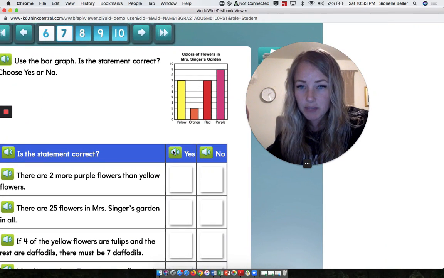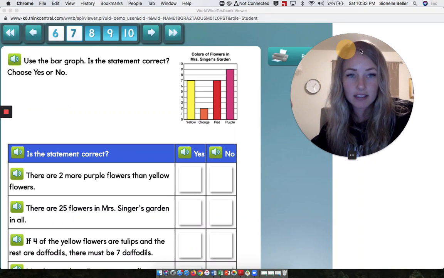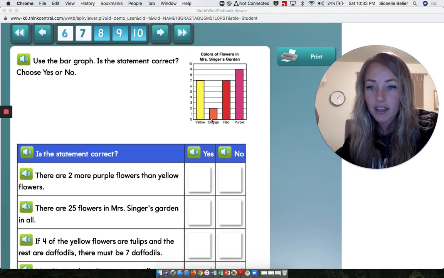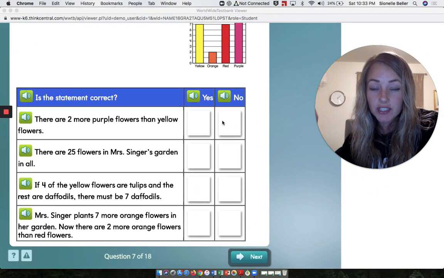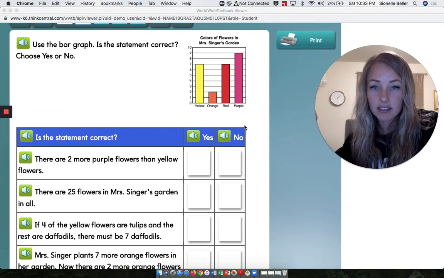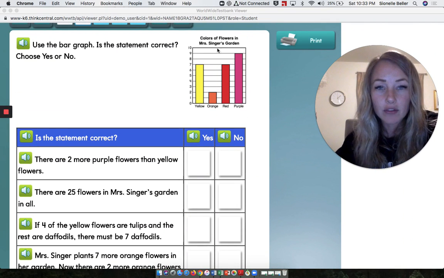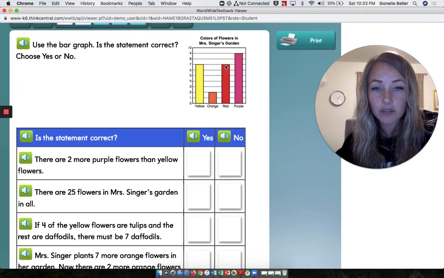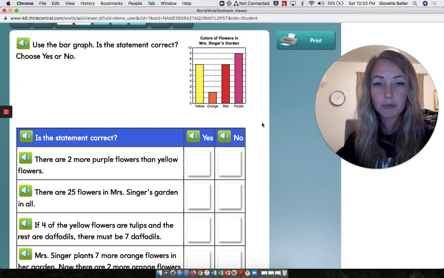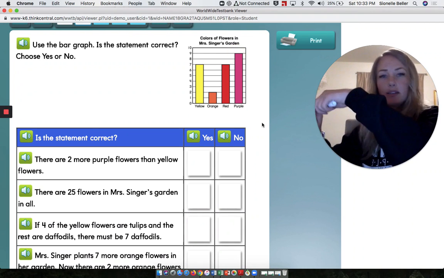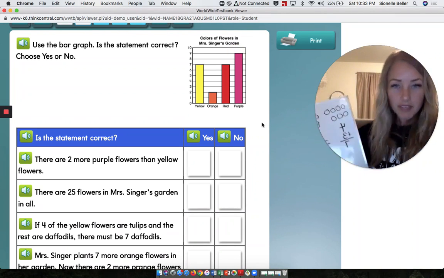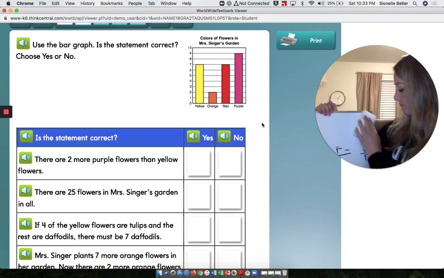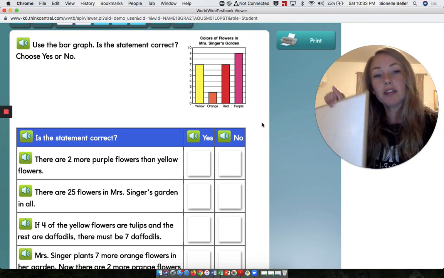Next one, use the bar graph. Is the statement correct? Move me out of the way. Okay, so you have to choose yes or no for each of these questions, okay? And right here it says there's 7 yellow flowers, 2 orange flowers, 7 red flowers, and 9 purple flowers. Okay, so we're comparing flowers in Mrs. Singer's garden. The first question, we have to decide yes or no.